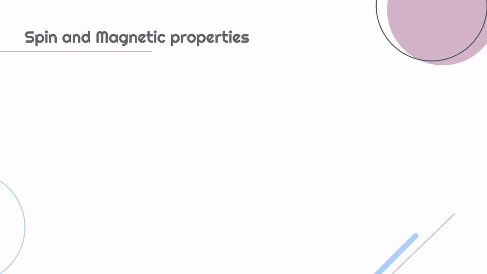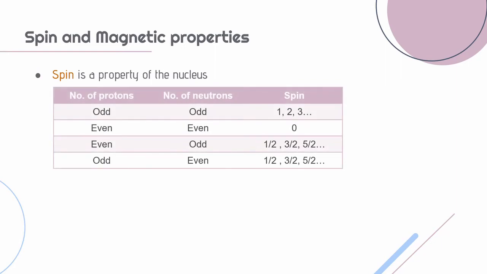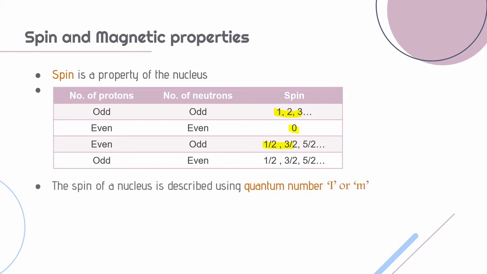Just like charge is a property, spin is also a property, and nuclei show this property. It is interesting to note that the spin of a nucleus can have values like 1, 2, 3, etc., or even 0, and popular examples are carbon-12 and oxygen-16. Most nuclei show spins like 1/2, 3/2, etc., depending upon the number of protons and neutrons the nuclei have. The spin of a nucleus is described using the quantum numbers I or M.